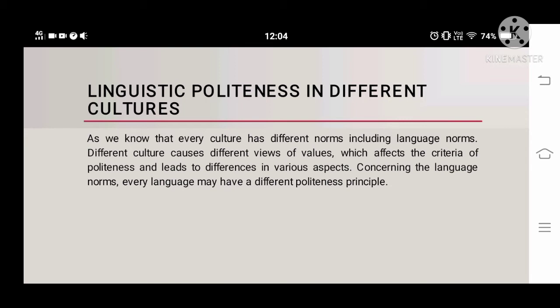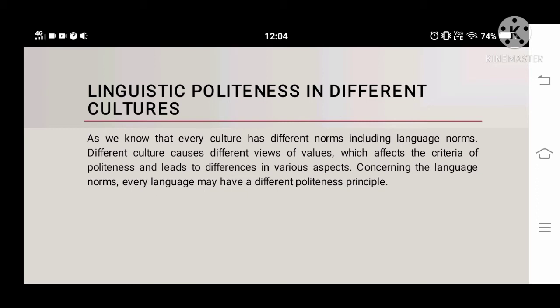So, here I'm going to explain about linguistic politeness in different cultures. Each language has a different way to show politeness. Learning about linguistic politeness in different cultures is quite important for us as learners. By understanding the rules of politeness in different cultures, hopefully, the communication done by people from different cultures will run smoothly without any misunderstanding.